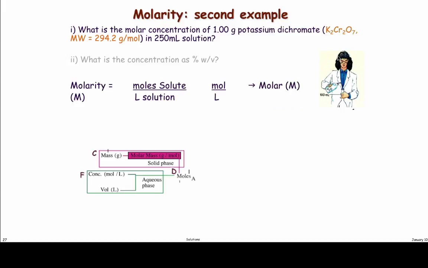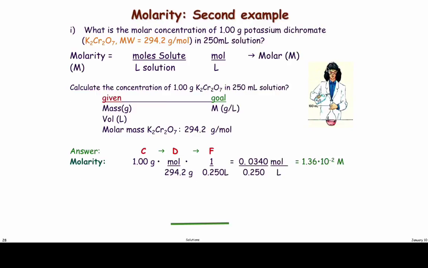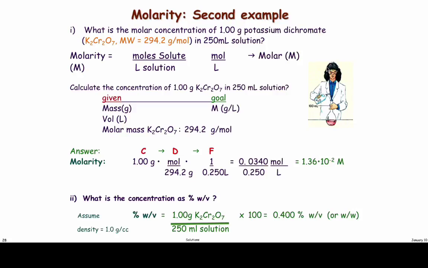Here's the calculation for molarity. We take the 1 gram, we divide by 294.2 to get the moles, and then we divide that answer by 0.250 liters. To calculate this, what we have is 1 gram divided by 294.2 grams per mole, divided by 0.250 liters, and we get 1.36 times 10 to the negative 2 molar. To calculate the weight volume, what we have is 1 gram divided by 250 mils times 100, and that's 0.400 weight volume percent.